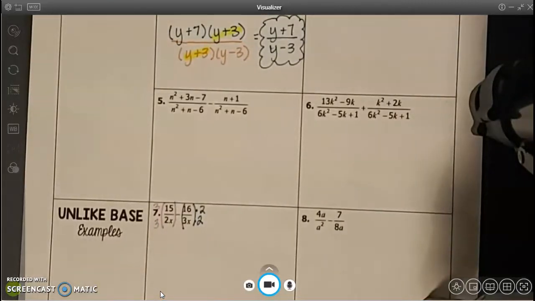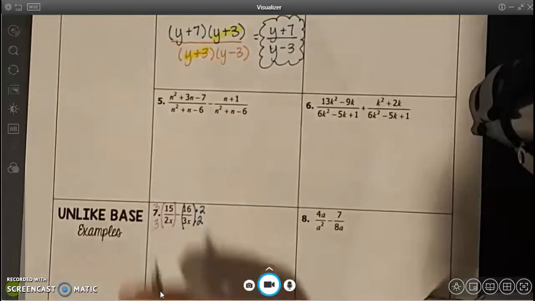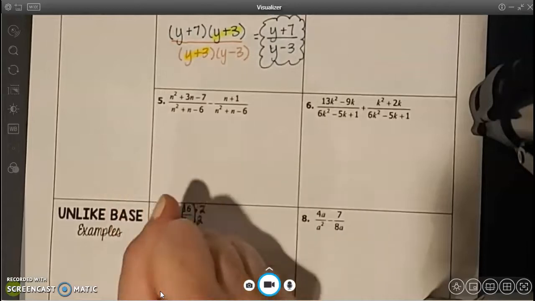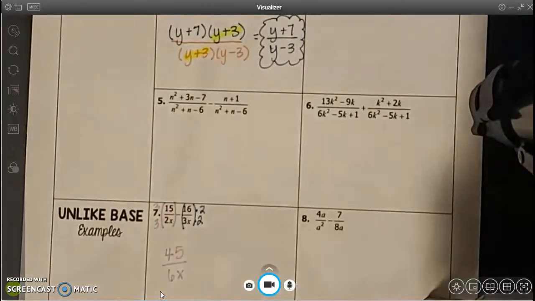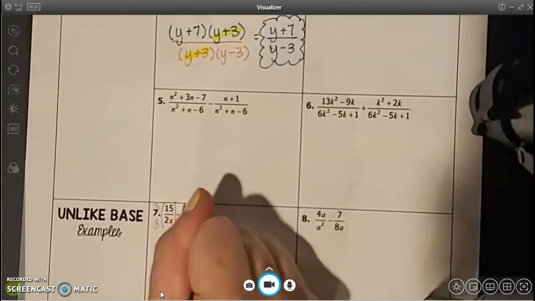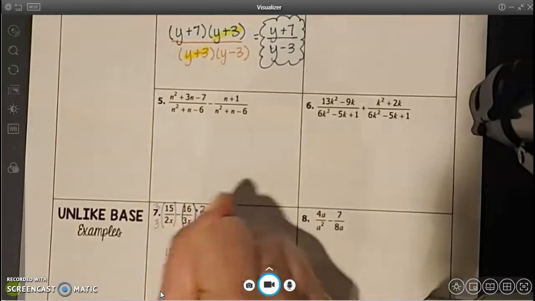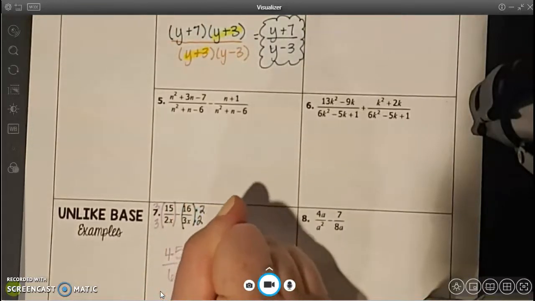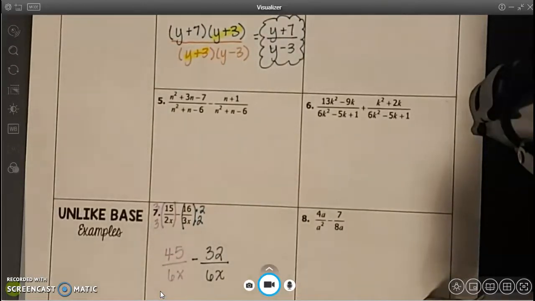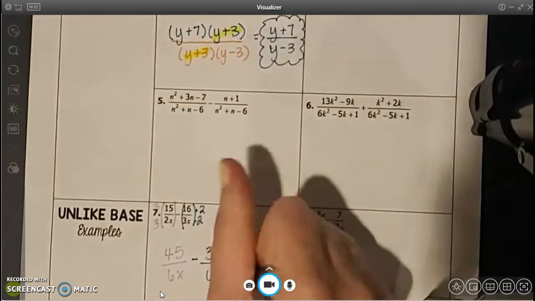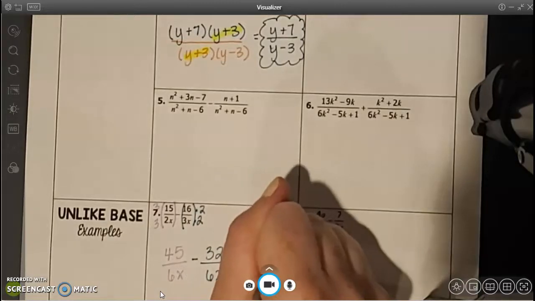All right, so 3 times 15, that's going to be 45, over 3 times 2x is 6x. Minus, and then 2 times 16 is 32, all over 3x times 2 is 6x. Okay, so now that we have common denominators, now we can go ahead and carry out the subtraction. So we're going to do 45 minus 32, which should be 13, and then we carry over the denominator.